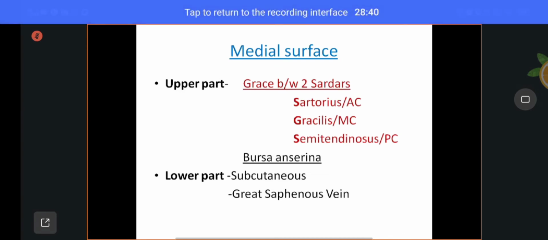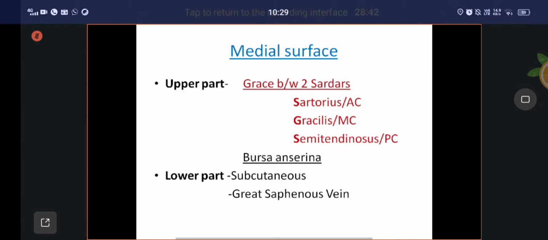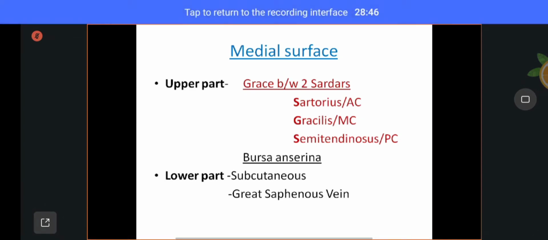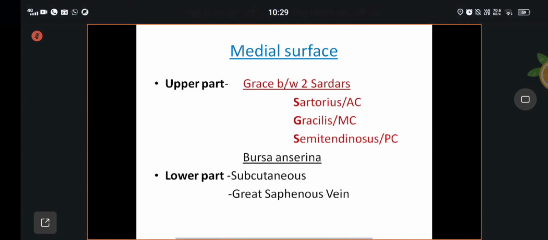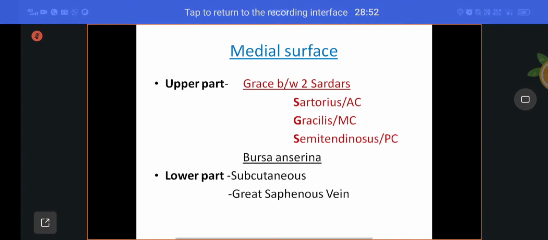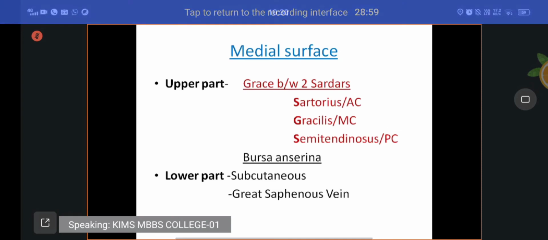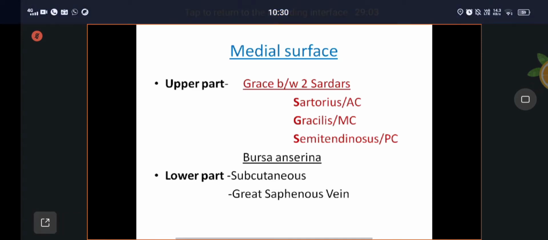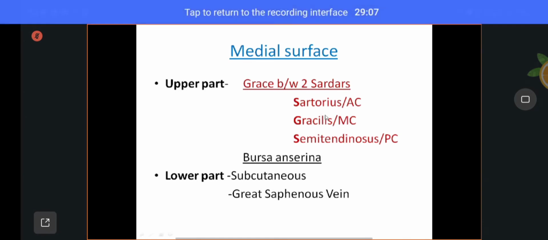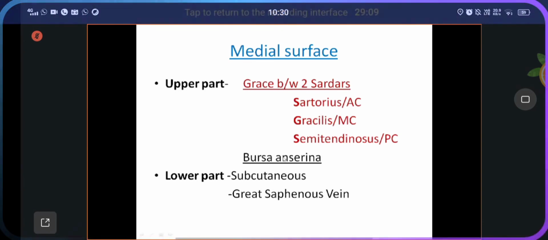First sardar is sartorius from the anterior compartment. Last sardar is semitendinosus from the posterior compartment. That grace, the name of the female between 2 males, that is gracilis from the medial compartment of thigh. That is very, very important. Sartorius starts with SA, semitendinosus starts with SE. A comes first, then E. Don't be confused with sartorius and semitendinosus.